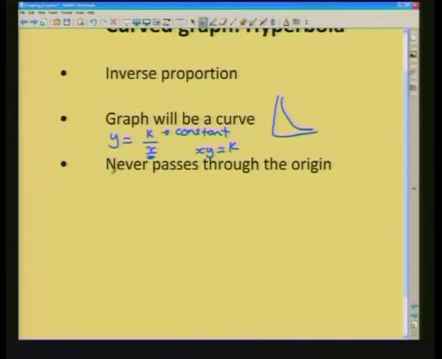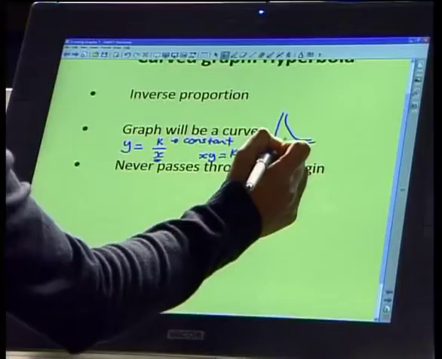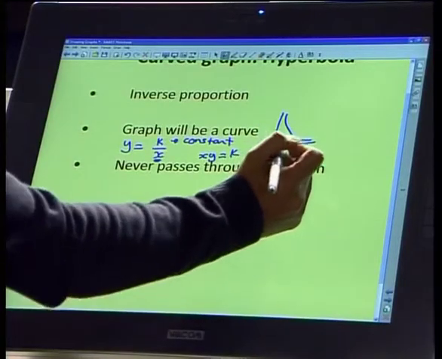This type of graph will never pass through the origin, as I showed you there. It's not possible for the x value to ever take on a value of 0, so you will never have an inversely proportional graph passing through the origin.